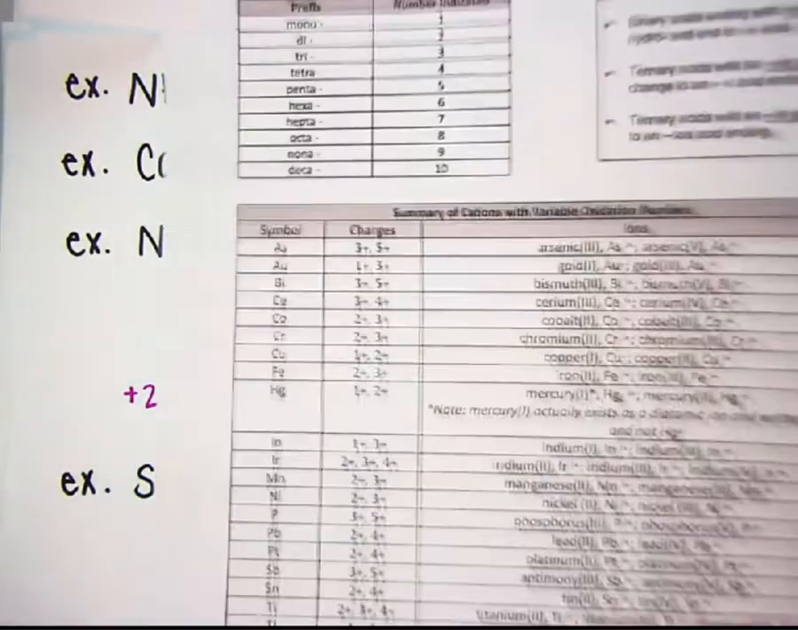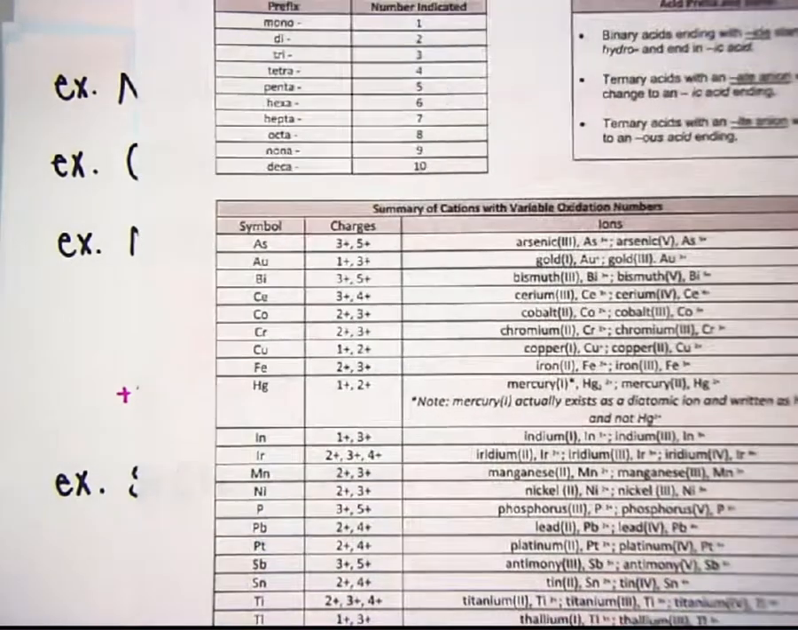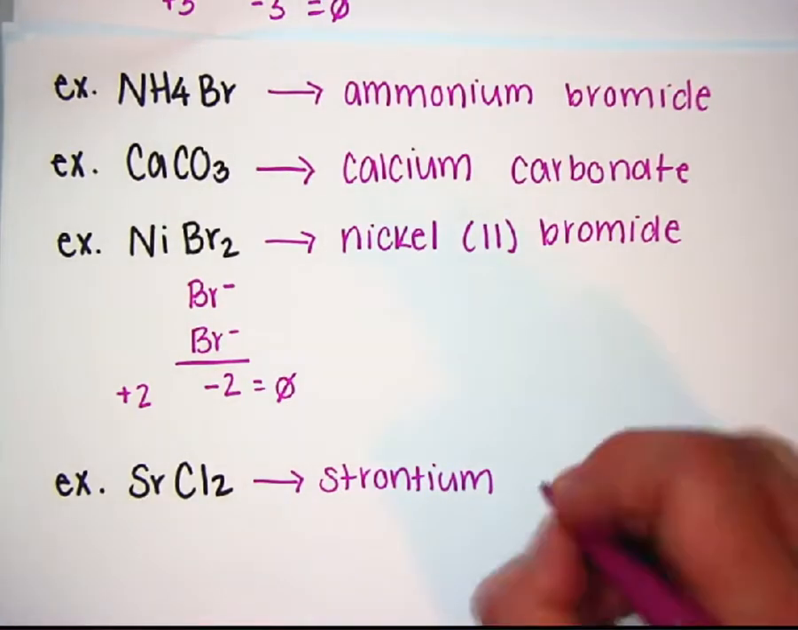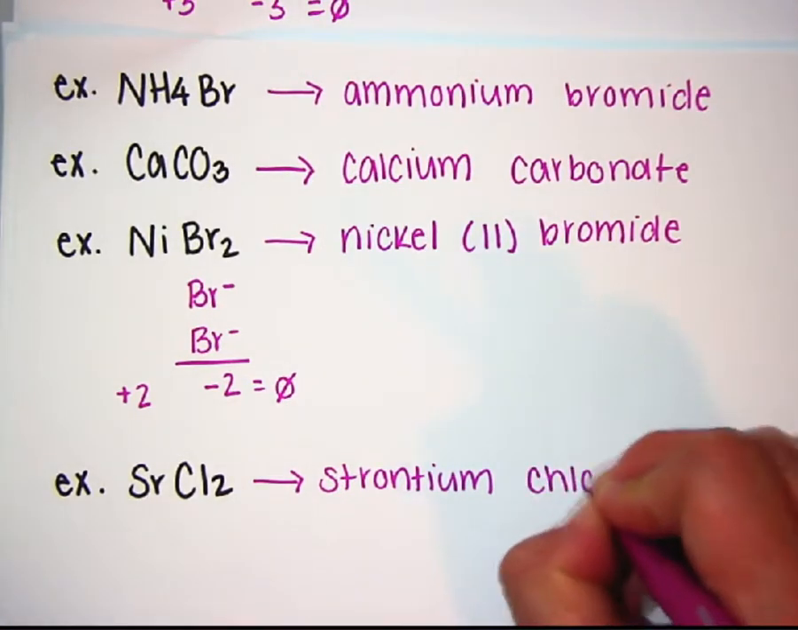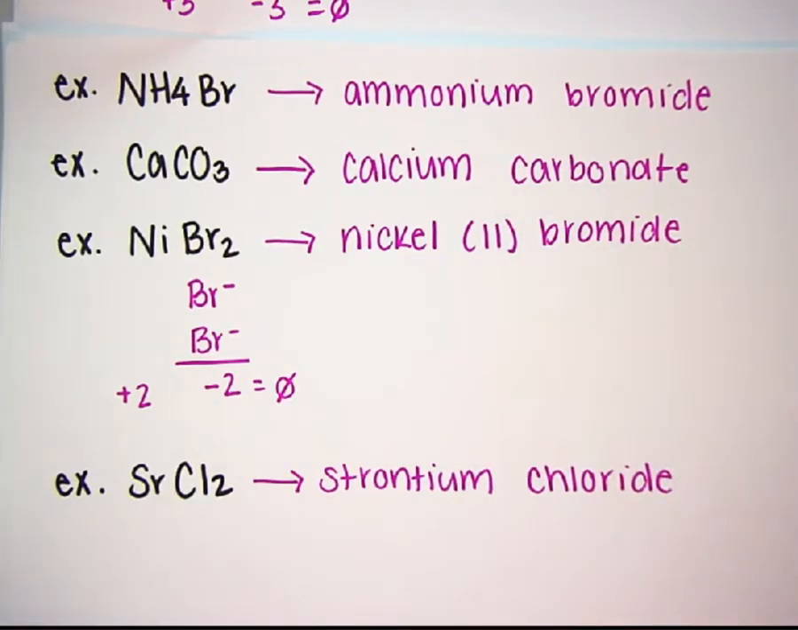I'm looking for Sr. Nope, it's not on my sheet. No Roman numeral. Chlorine. We're going to drop the ending and add IDE. Chlorine becomes chloride. This compound would be strontium chloride.